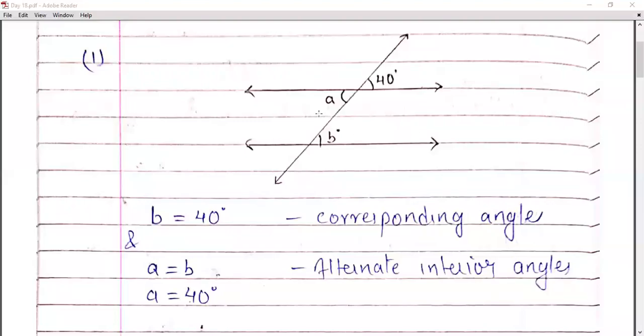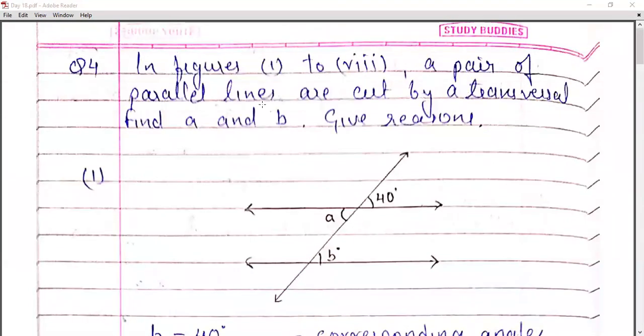Welcome learners. In this video, we will continue exercise 7.2 based on angles formed by parallel lines and a transversal. Question number 4 is, in figures 1 to 8, a pair of parallel lines are cut by a transversal. Find A and B. Give reasons.